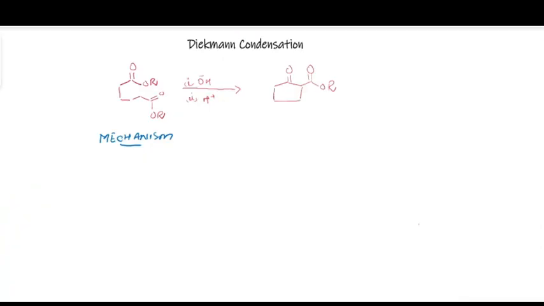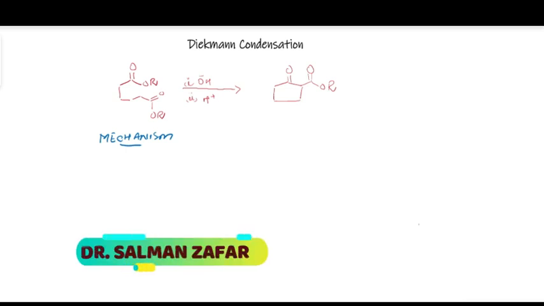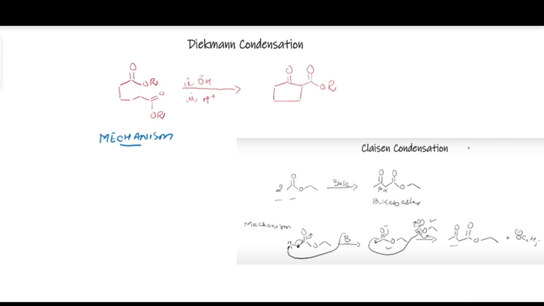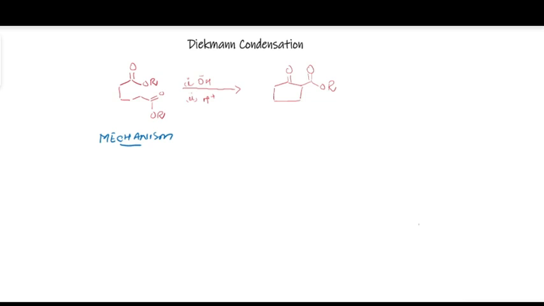Right, so Dieckmann condensation is actually a modification of the Claisen condensation. We have already discussed Claisen condensation in a previous video, the link to which you can find here. And if you remember, in Claisen condensation, two ester molecules condense together, which means that it is an intermolecular condensation of esters to give beta-keto esters. While in Dieckmann condensation, the two ester moieties are present in the same molecule. So it's an intramolecular condensation of esters to give a beta-keto ester.